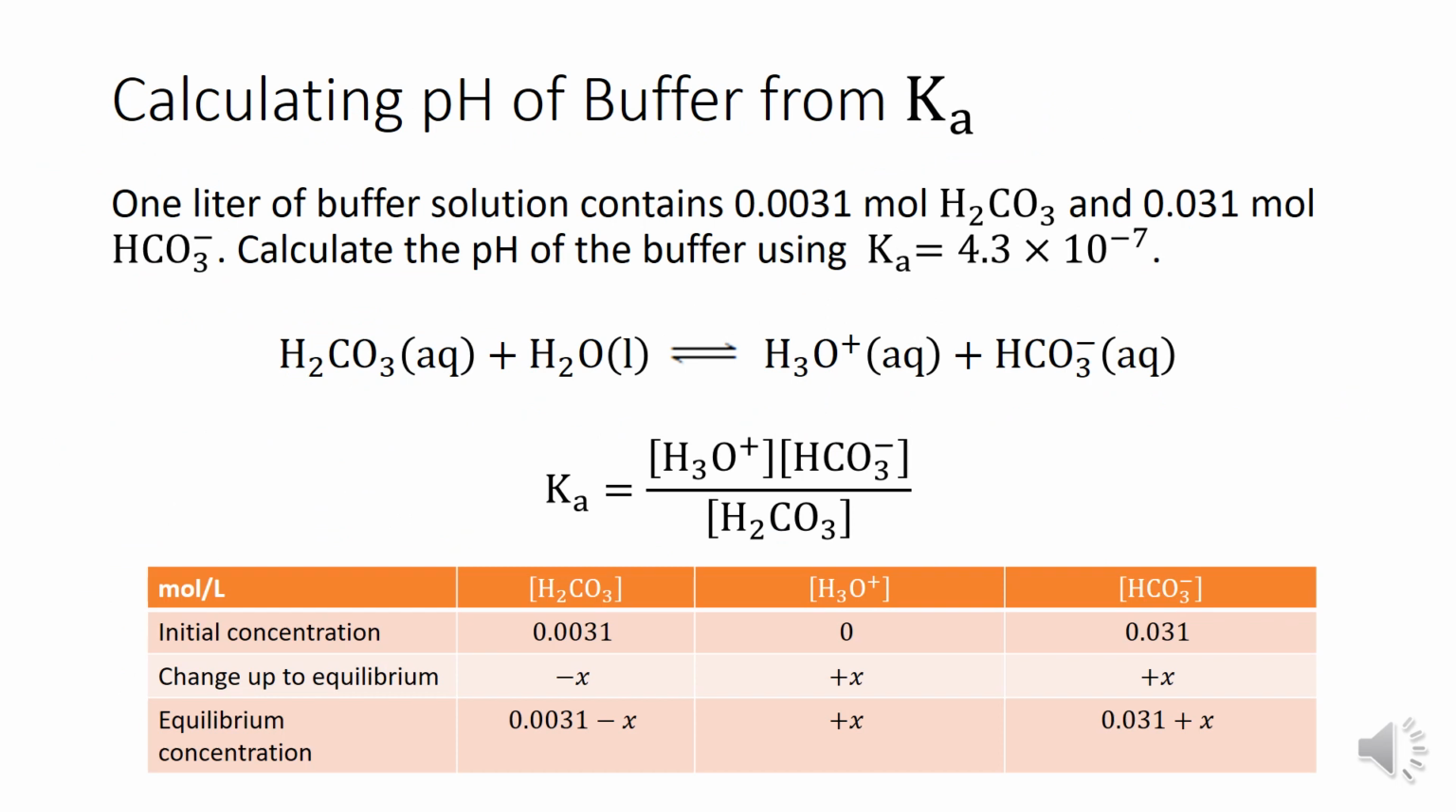One approach to calculating the pH of a buffer solution is using the acid ionization constant Ka. To demonstrate this approach, let's consider this problem. We have 1 liter of buffer solution containing 0.0031 mole of carbonic acid and 0.031 mole of bicarbonate or hydrogen carbonate. We have to calculate the pH of the buffer solution using the acid ionization constant for carbonic acid, which is equal to 4.3 times 10 to the negative 7.